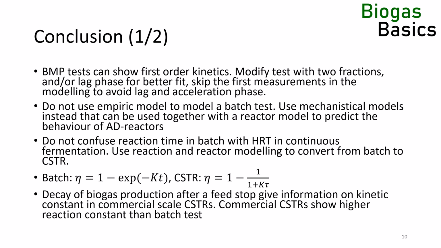In commercial scale applications, the high reaction constant is good news for the design of AD plants. The reaction constant of the fast degradable fraction is so high that this fraction degrades almost completely in the primary digester of commercial AD plants. The mass percentage and the reaction constant of the slowly degradable fraction are more important for the reactor dimensioning.